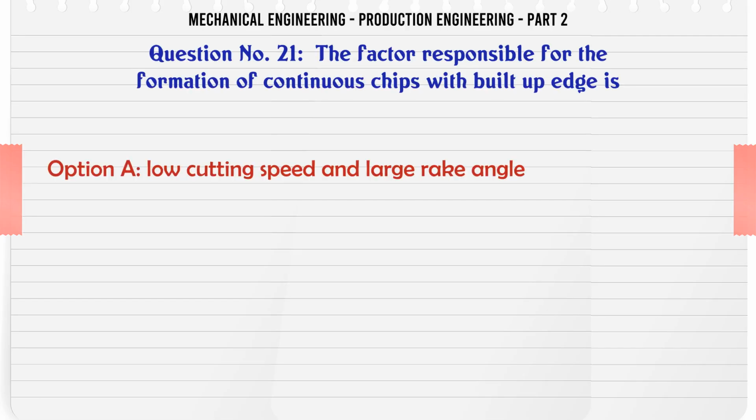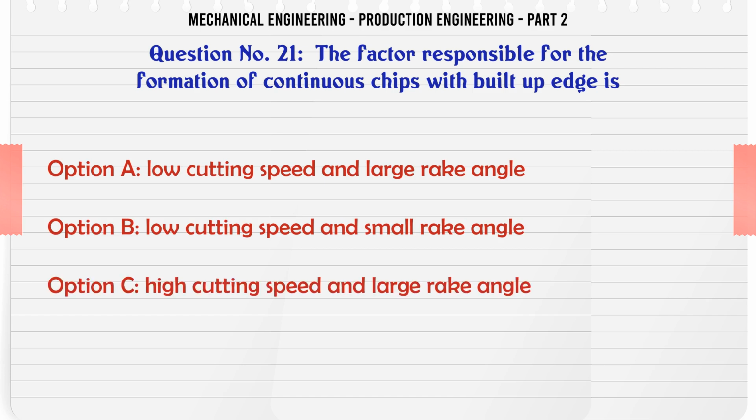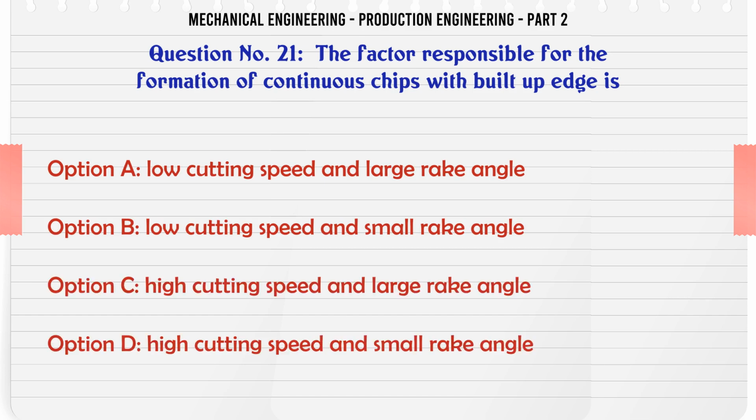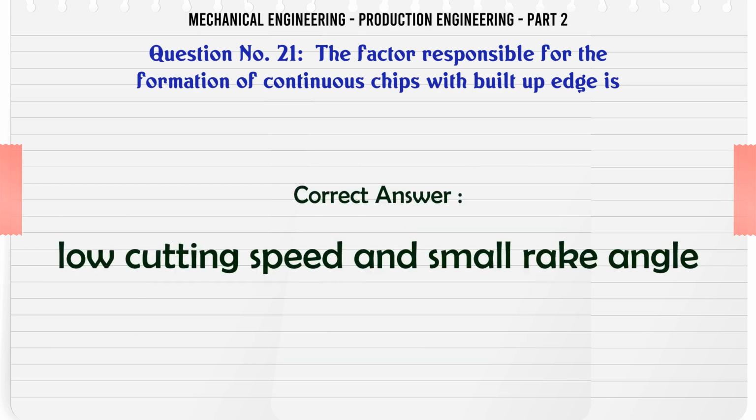The factor responsible for the formation of continuous chips with built-up edge is A. Low cutting speed and large rake angle. B. Low cutting speed and small rake angle. C. High cutting speed and large rake angle. D. High cutting speed and small rake angle. The correct answer is low cutting speed and small rake angle.